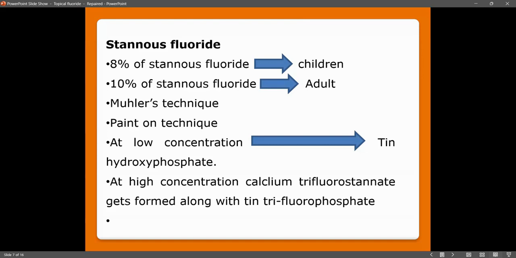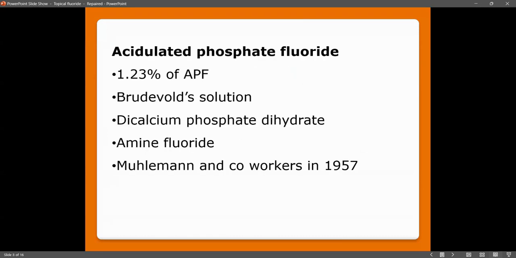So what are the 2 main concentrations? Here low and high concentrations are used. Remember, in low concentration, what is the end product, and in high concentration, what is the end product? In low concentration, it is tin hydroxyphosphate, and in high concentration, calcium trifluorostannate gets formed along with tin trifluorophosphate.